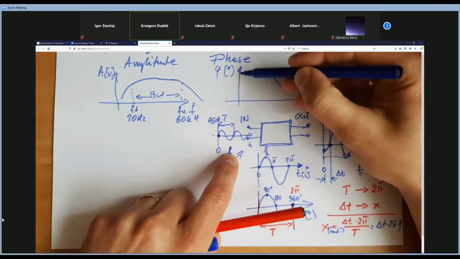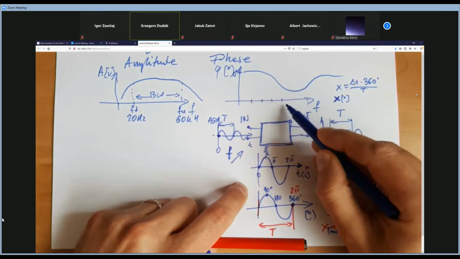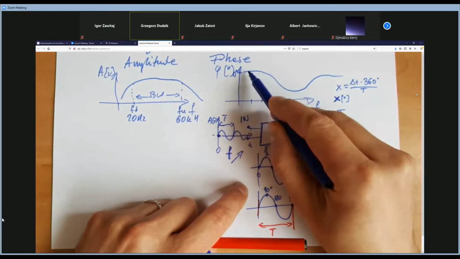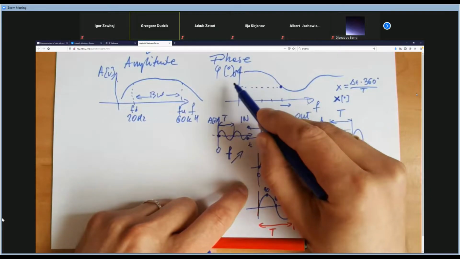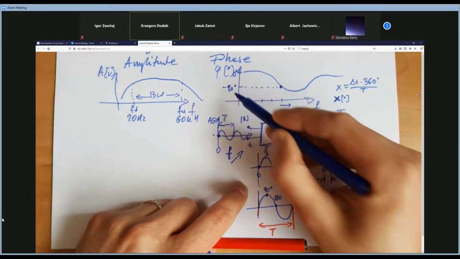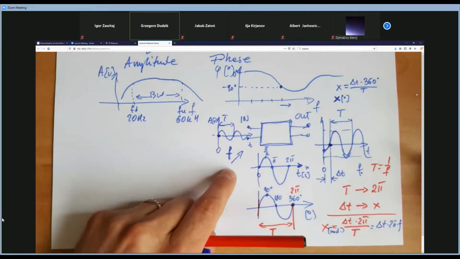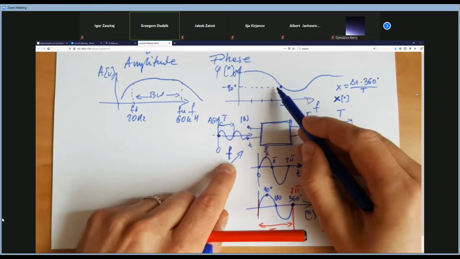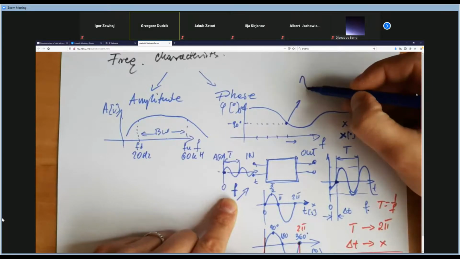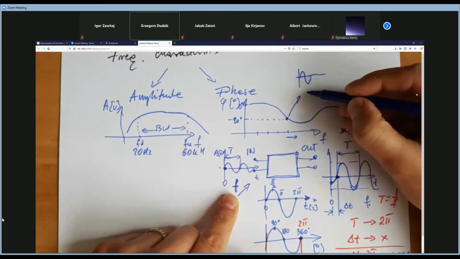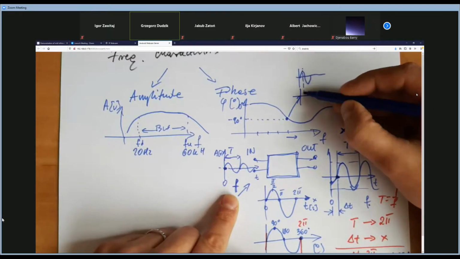And let's come back here. If you have 0 degrees here, we can see that if we increase the frequency, the phase changes in that way. For example, here we've got minus 90 degrees. That situation means that the input signal was like that, and the output, shifted by 90 degrees, is here, so it will look like that.